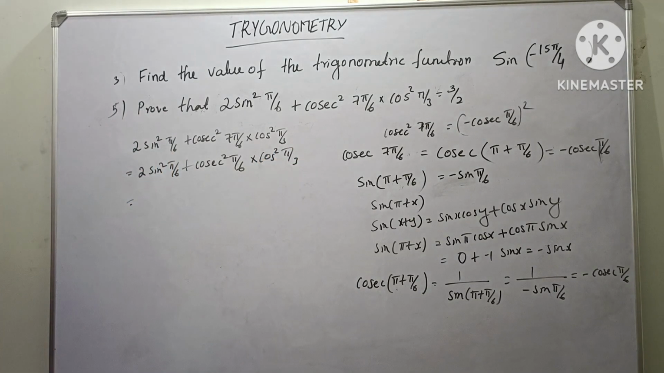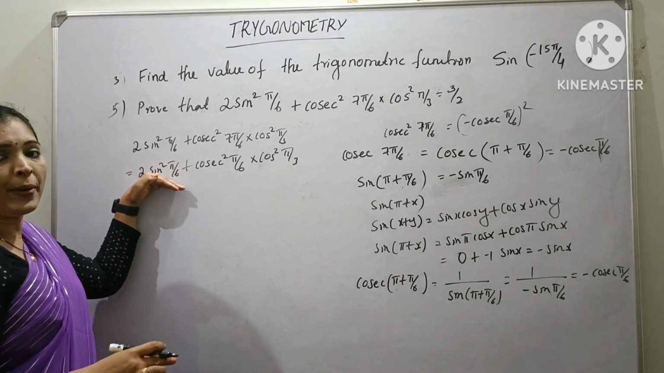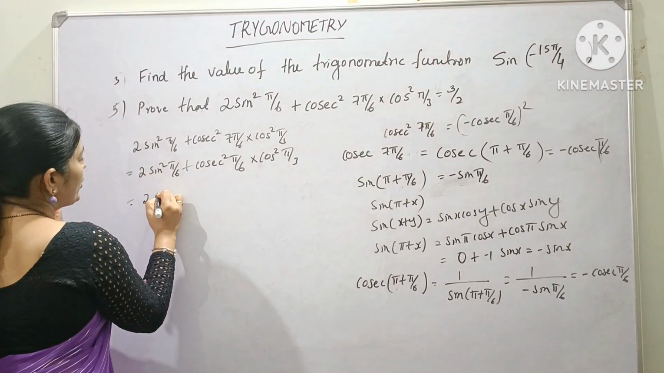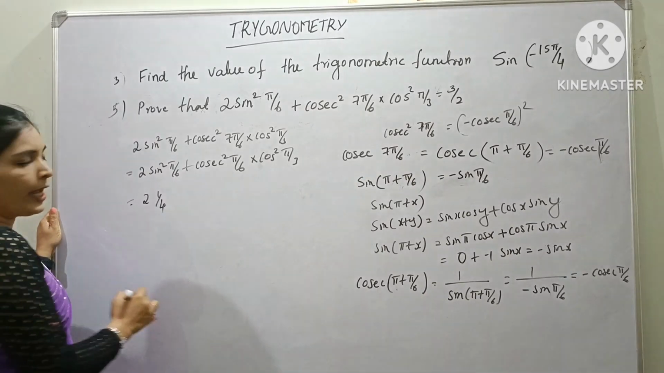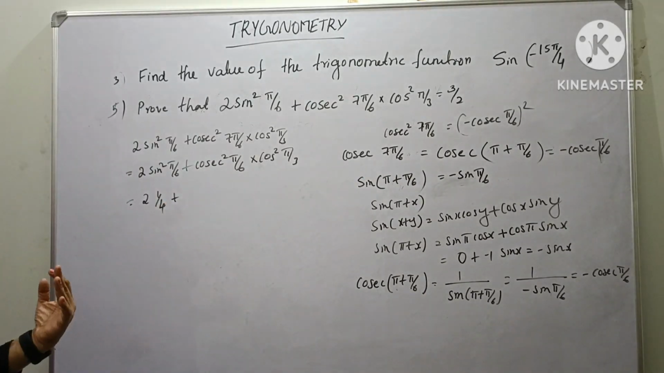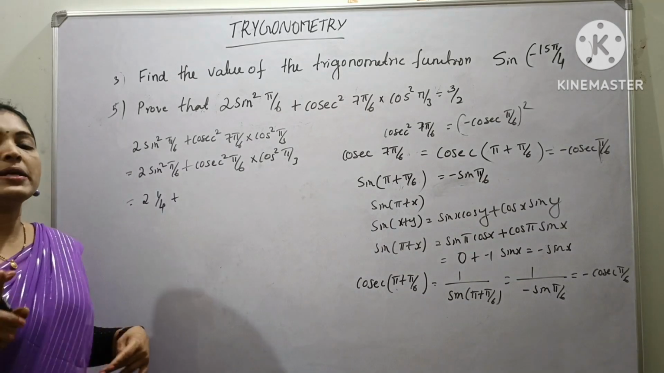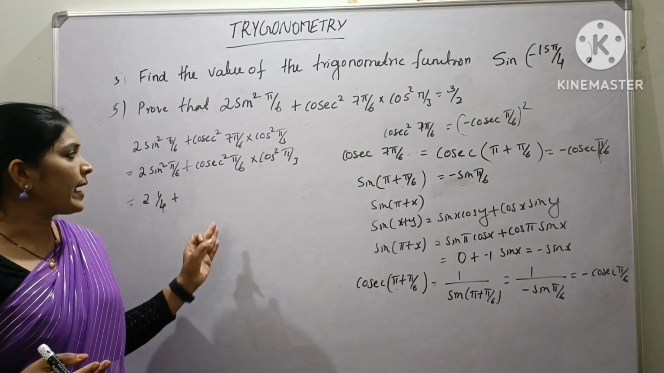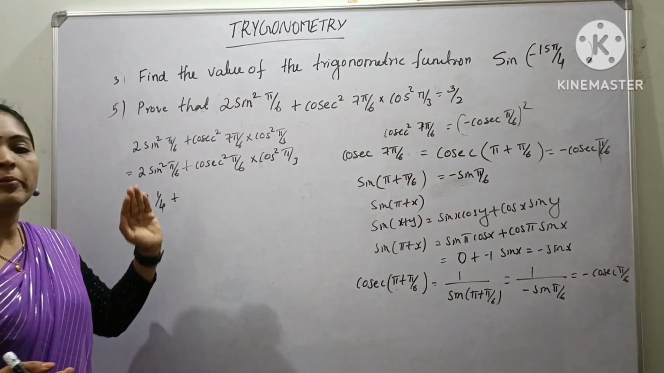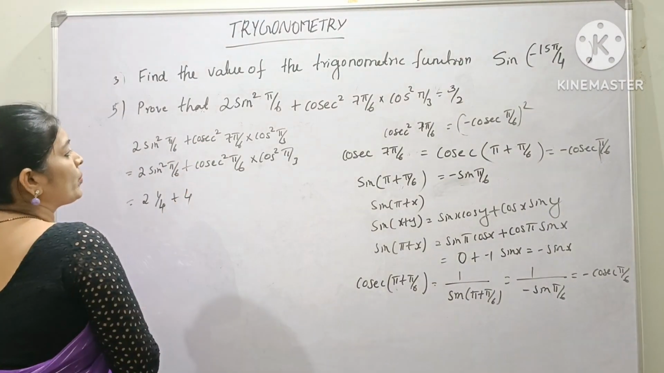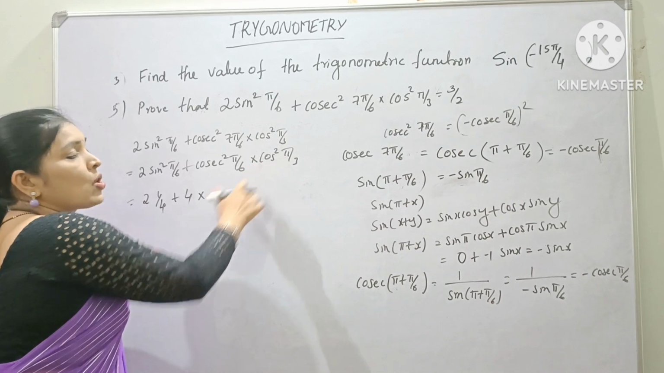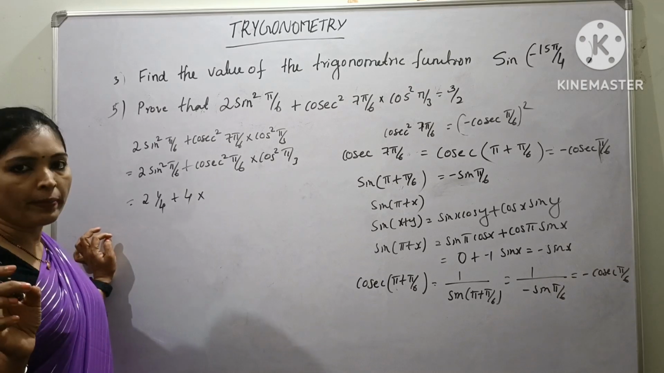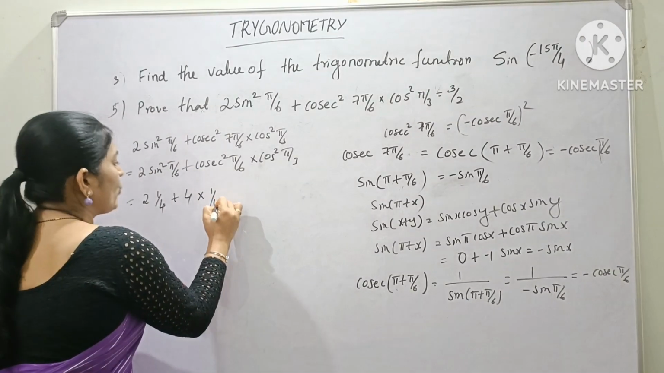Now apply the values. So here sin pi by 6 is, that is sin 30. Sin 30 is 1 by 2. So 2 into 1 by 2 square, 1 by 4. Okay, plus cosec pi by 6. What is sine pi by 6? Sine pi by 6 is 1 by 2. So cosec pi by 6 is 2, its reciprocal. 2 square is 4. Okay. Into here cos pi by 3, cos 60. Okay. Cos pi by 3 is 1 by 2. 1 by 2 square is 1 by 4.